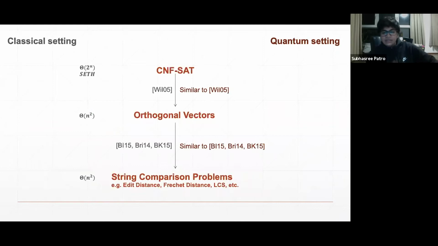Now let's review the same problems that we had discussed earlier. So we had this reduction from CNF SAT to orthogonal vectors, and from orthogonal vectors to string comparison problems. And there in the classical setting, it was really nice because the bounds were tight. Okay, but now what do we have in the quantum setting? Now in the quantum setting, our basic QSETH says that CNF SAT requires 2 power n by 2 quantum time.